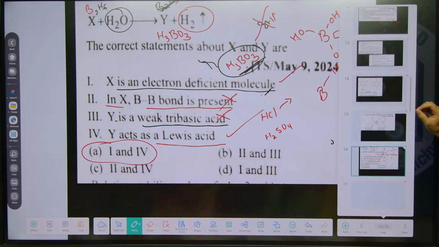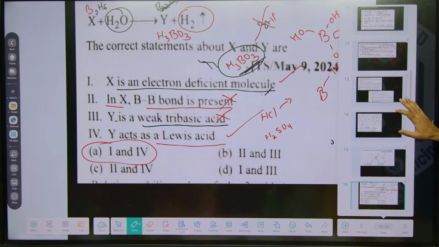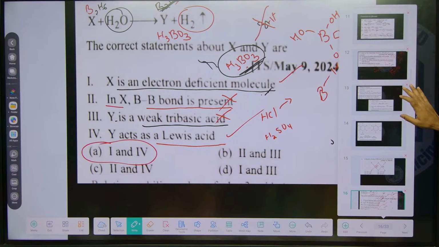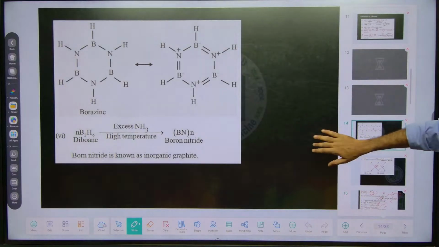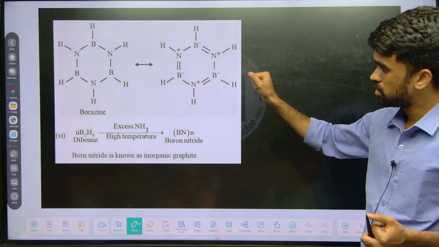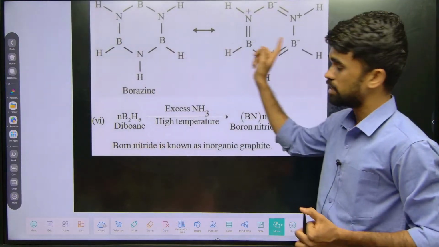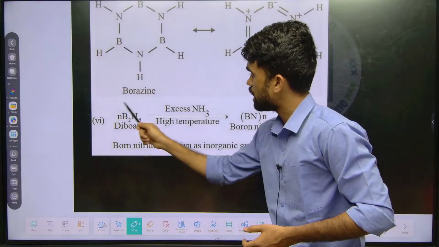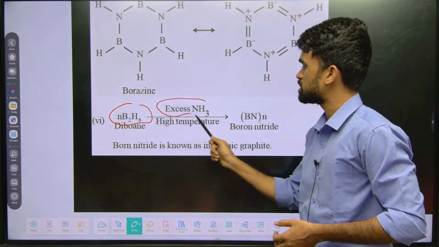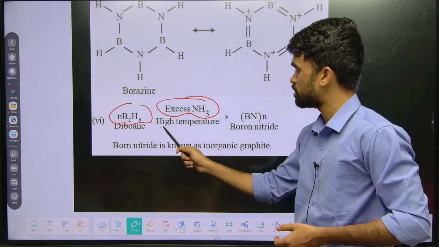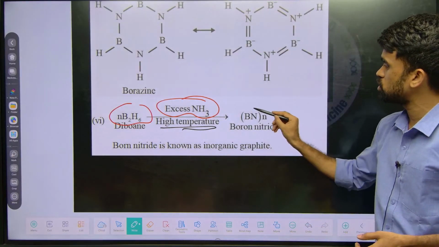As an extra part of the discussion, you just need to look into these things. The borazine structure we have already discussed. Now, diborane with excess of ammonia at higher temperature gives you boron nitride.